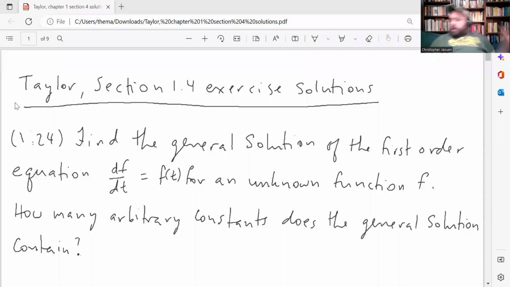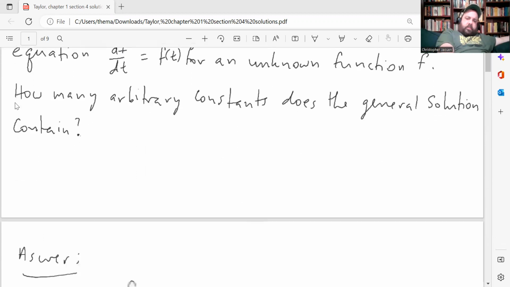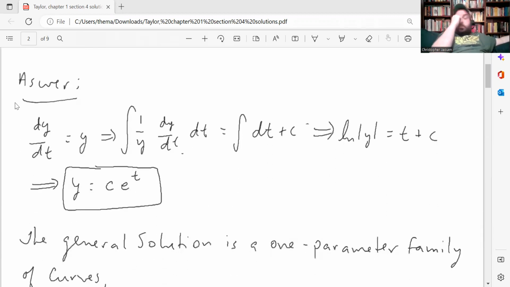So the first 2 questions are actually on just solving simple differential equations. 1.24 says find the general solution of the first order equation df/dt equals f(t) for an unknown function f. How many arbitrary constants does the general solution contain? So this is just a first order linear differential equation. In other words, dy/dt equals y, which is separable. We've actually done a million of these already in the Simmons book, so hopefully by now you know how to do this.